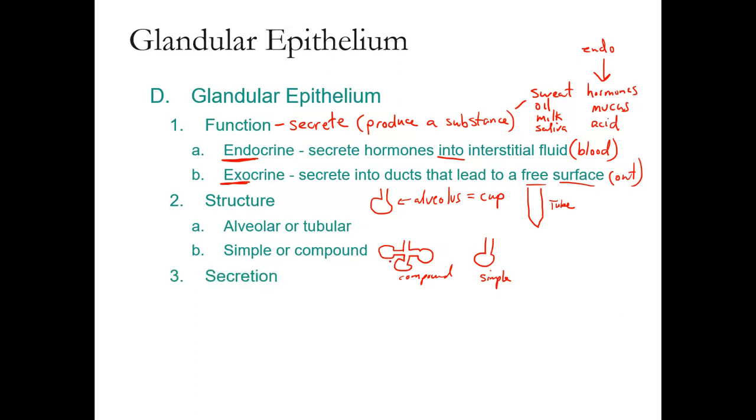Okay, and then secretion. We have three different mechanisms for secretion. The first one, merocrine, is also known as eccrine. You may see this written. We'll talk about that a little bit later. But basically, this is just where stuff comes out. So this is just basic secretion. It just releases its product.